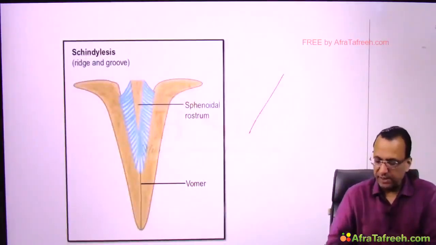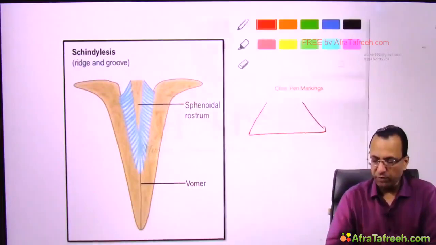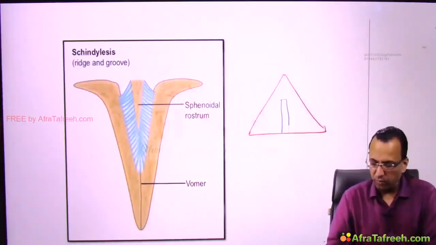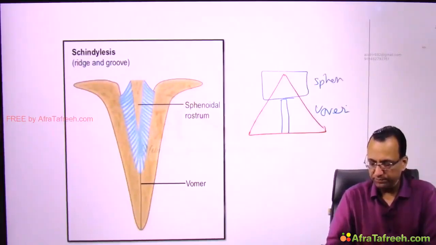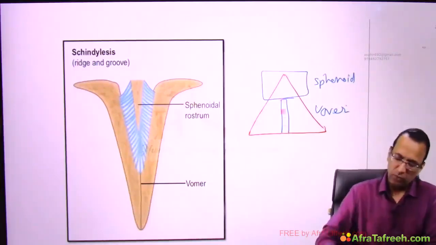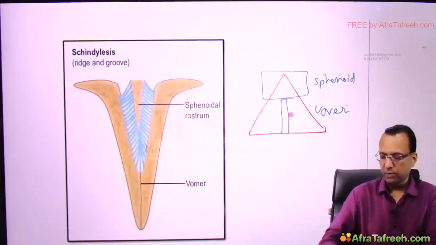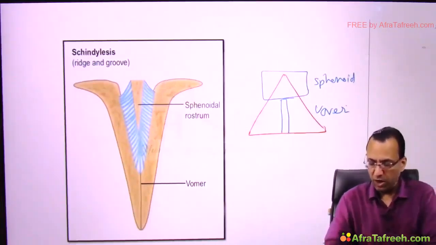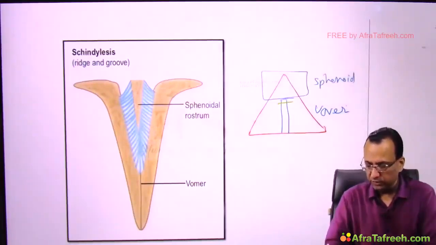See, this is nasal septum. From the front view, formed by the vomer bone from below, and then you have sphenoid bone from above. Front view of the nose, and you are looking at the nasal septum. So, vomer bone from below, and sphenoid bone is at the roof of the nasal cavity, and we are talking about this suture, sphenovomerine joint.